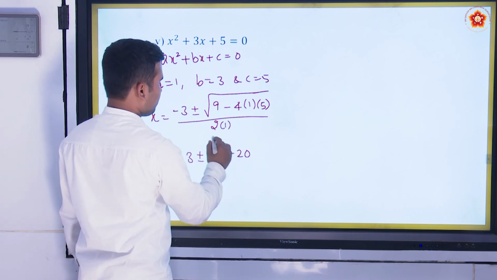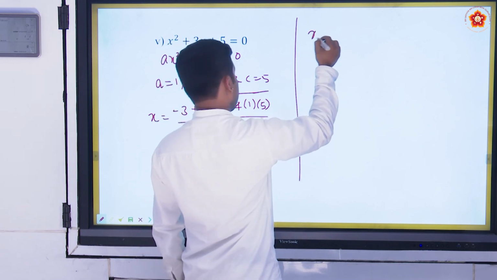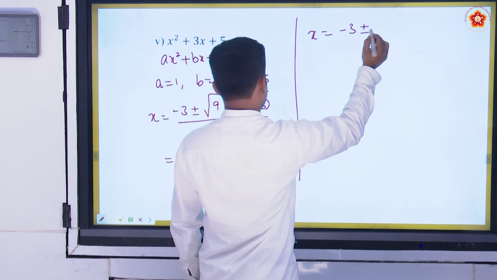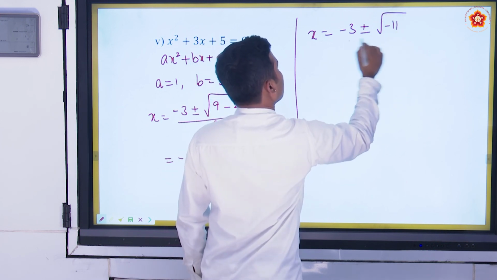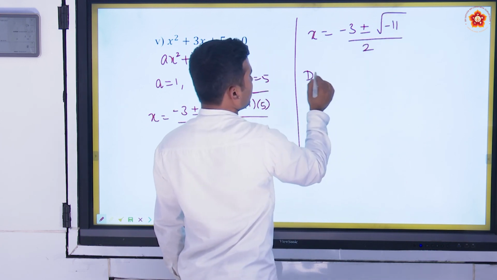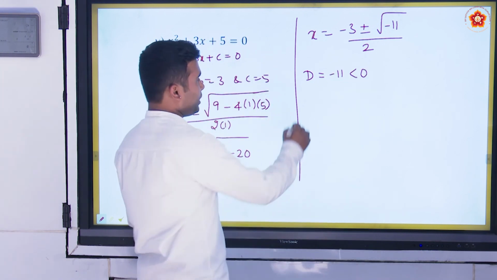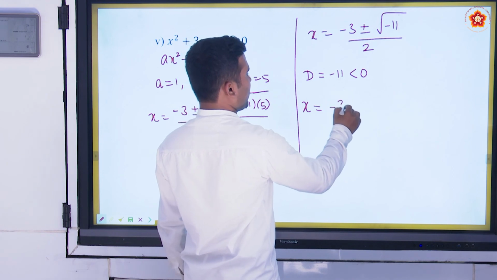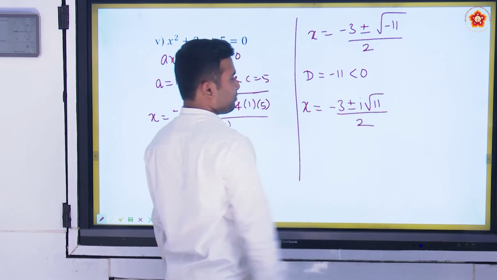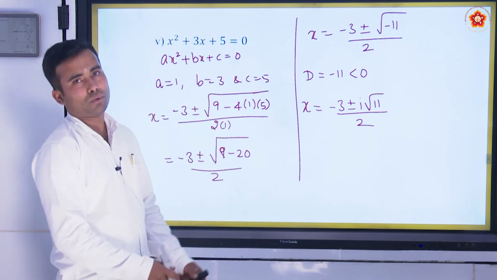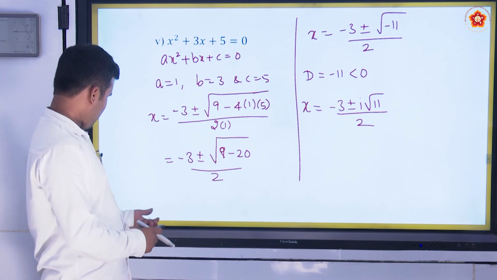20 divided by 2. So, further solve it. So, x is equal to minus 3 plus or minus square root of 9 minus 20, which is minus 11, by 2. Here D is less than 0, so the roots will be complex. So, x is equal to minus 3 plus or minus i root 11 by 2. So, these are the required roots for the given equation, and that's it.